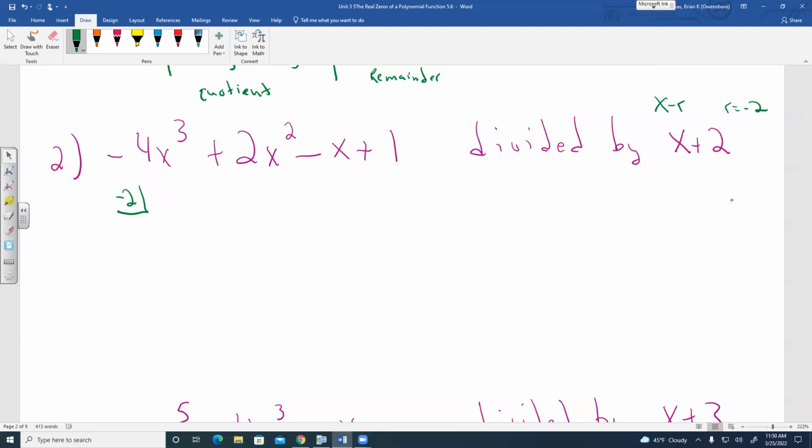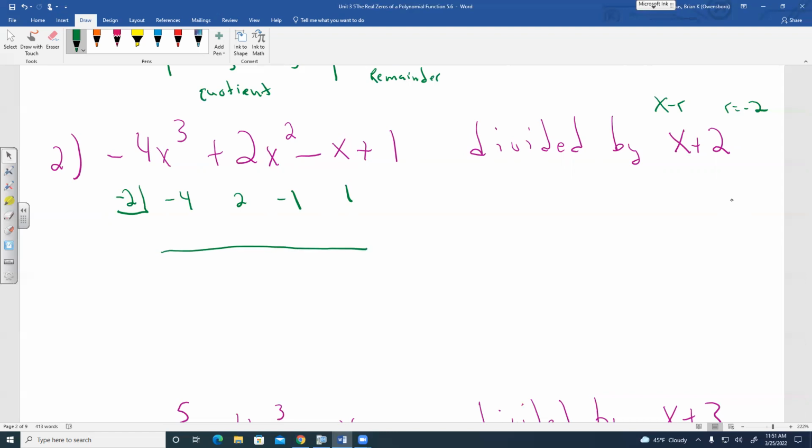Now, what goes inside here are the coefficients. So remember, the terms have to count down 3, 2, 1, 0. So there are no missing terms, so we don't have to put a 0 as a placeholder. So I have a -4 as a coefficient, a 2, a -1, and a 1. When I draw my line here, I need to make a little bit of space.